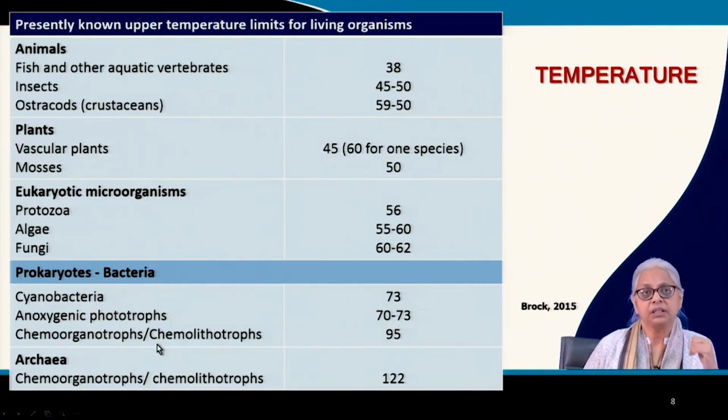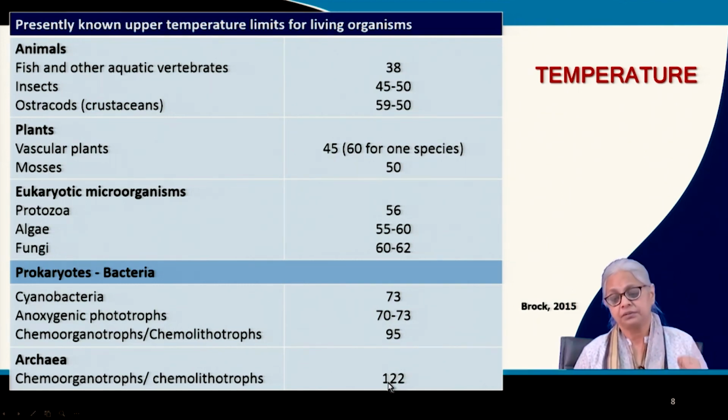Bacteria, as you can see, have much higher upper temperature limits compared to all the other organisms. Cyanobacteria can survive 73 degrees centigrade. Anoxygenic phototrophs can survive to the same extent. Chemoorganotrophs and chemolithotrophs can survive up to 95 degrees centigrade. Archaeobacteria can survive far beyond that. They can tolerate even 122 degrees centigrade.